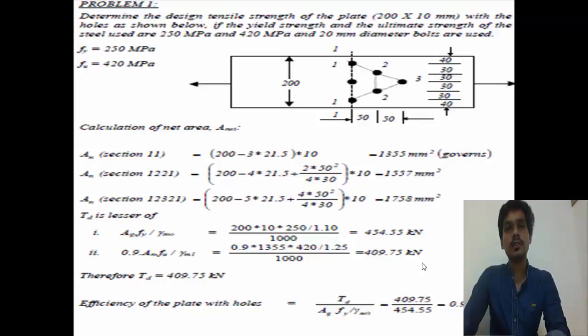From these two values we need to take the lesser value as the tension strength, and the final value is 409.75 kN. The efficiency of the plate is calculated using the formula Td divided by Ag into Fy by gamma m0, where the final efficiency is 0.9.